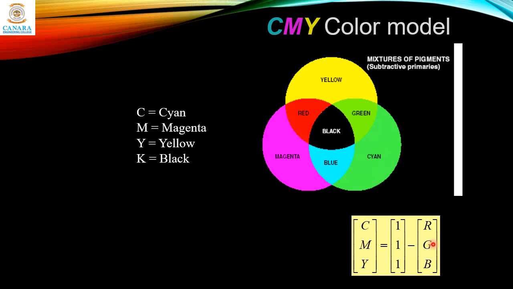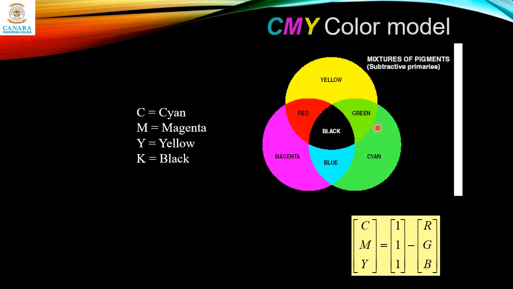So it's 1 minus RGB. Straight away we'll get the CMY representation from the RGB. And this is the CMY color wheel: yellow, magenta, and cyan. When they combine in equal proportion, we get black. Between yellow and cyan, we get green. Between yellow and magenta, when they merge, we get red. And magenta and cyan produce blue.